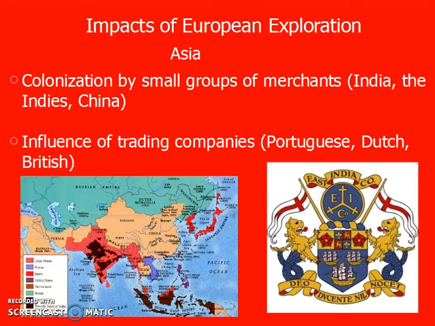Meanwhile, in Asia, you have the colonization of various parts of Asia, largely India and the islands, largely based on trading companies. So the Portuguese, the Dutch, and the British create these businesses that then impact all the trade. They control the cities, and then they ultimately control the government.